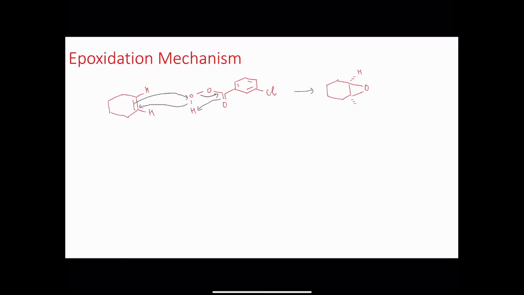And for the two hydrogens, they will end up being on the same side of the molecule because the double bond is a flat molecule. So the reaction can either happen at the bottom or at the top of the double bond, and we're gonna form a mixture of the two products. And we have metachlorobenzoic acid as a byproduct.